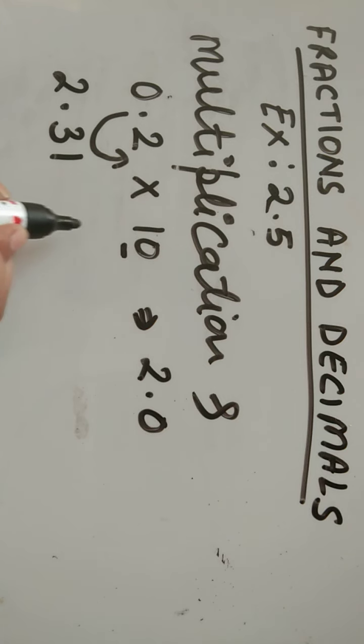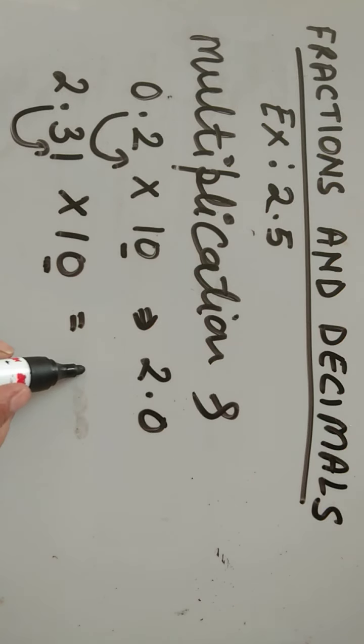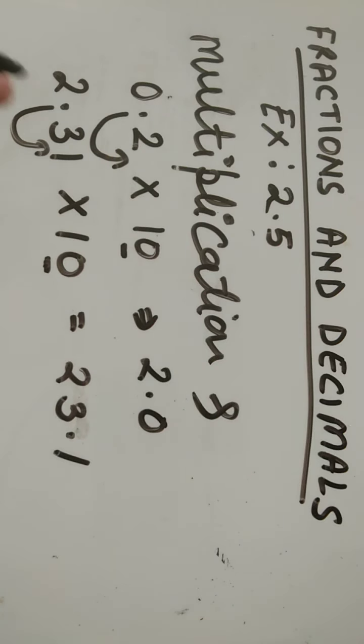2.31. So when you multiply it by 10, where will the point shift? How many zeros are there? 1 zero. So it will shift 1 place. So the answer you get is 23.1. So simply you can give the answer by counting the number of zeros. You just shift the decimal point to the right hand side and you get your answer.